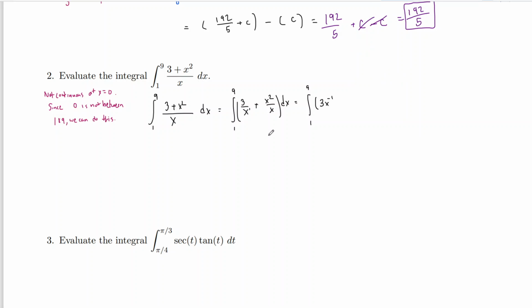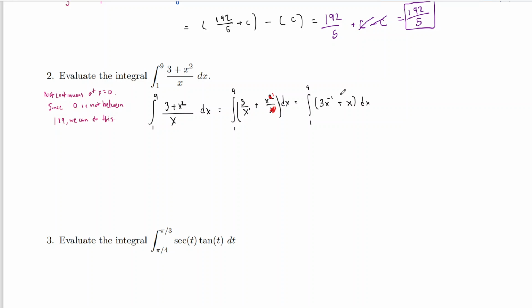Now for the other one, we just need to simplify. This is x squared over x to the 1, so we can completely get rid of the x on the bottom as long as we take 1 away from the top. So we just have x to the 1, or you can write just x because that's really what it is in the second part.